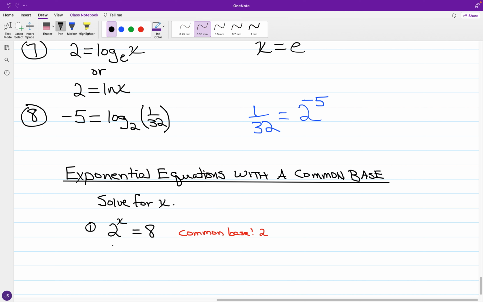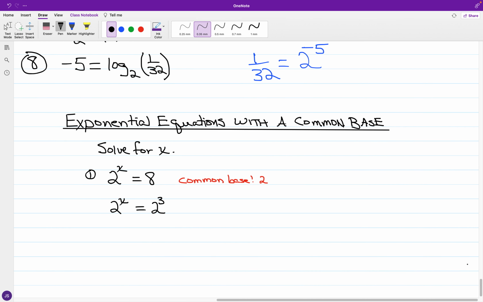Here, the left-hand side is already in terms of the exponential base 2. Now 8 I can write in terms of base 2: 8 is 2 raised to the third power. Now I have a one-to-one relation between the terms, both in terms of base 2. If I have single terms on both sides with the same exponential base, I can set the powers equal to each other, and right away we have that x is equal to 3.